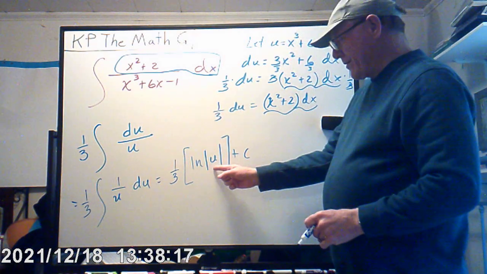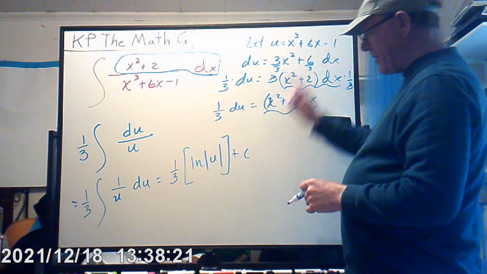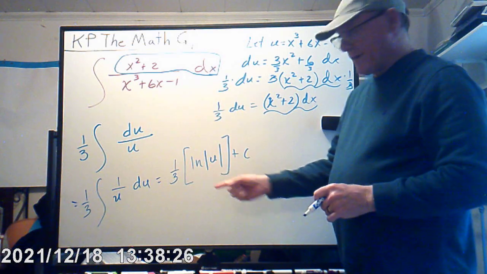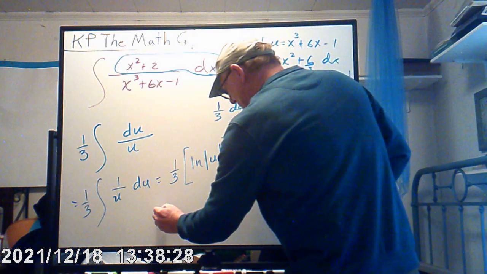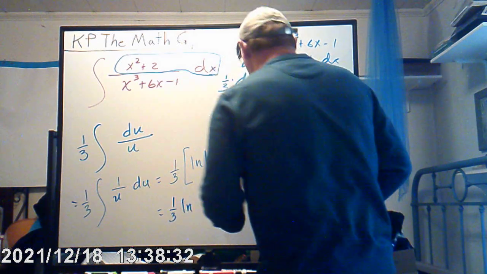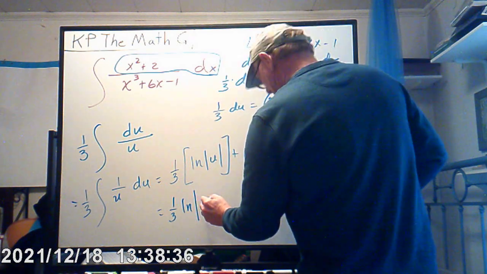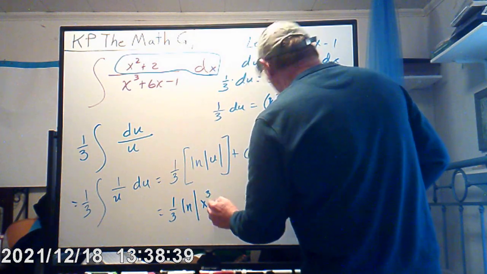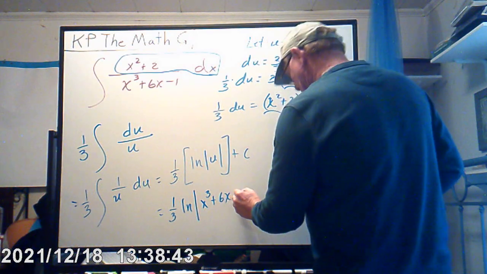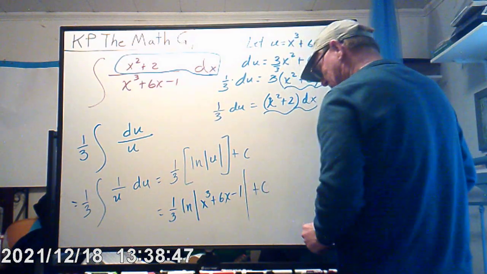Now, the only thing to do is to substitute what I let u be. It's all of this, and sometimes you might get used to just plugging that in right away. So it equals 1/3 ln of u, so x cubed plus 6x minus 1, plus c.